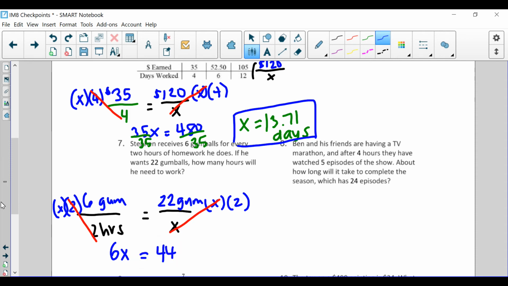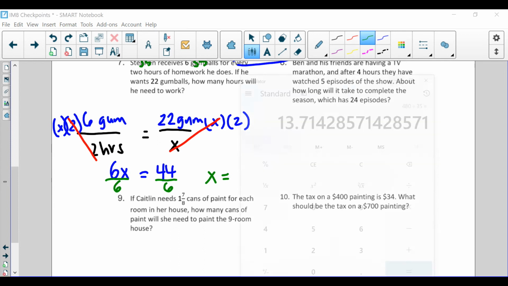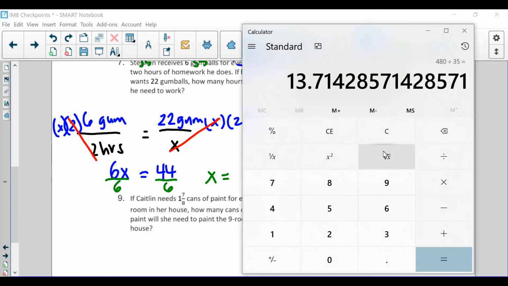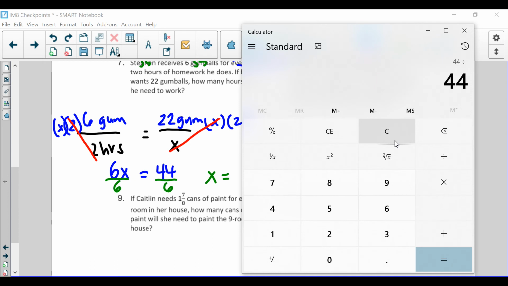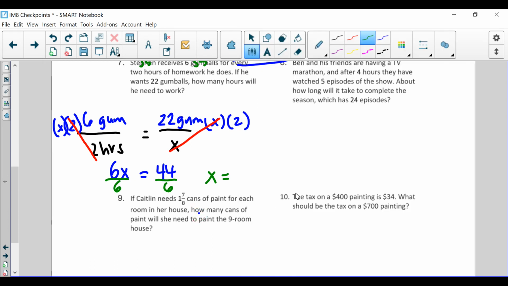Then lastly, we're going to go ahead and divide by 6. What we do to one, we do to the other. So we get X is equal to how many hours is he going to need to work? Let's find out. 44 divided by 6, we get 7.3. So it's going to take him about 7.33 with the vinculum hours to get those gumballs.